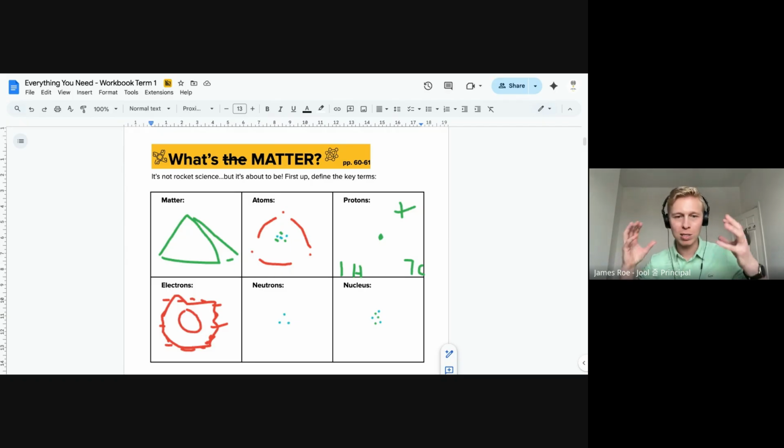So matter is the stuff that makes everything around us. Atoms are the smallest forms of matter that we can see. Protons, electrons, and neutrons are particles within atoms. Remember, protons are positive, electrons are negative, neutrons are neutral. And the nucleus is this bit in the middle, like the middle of the birthday cake, with all of the juicy stuff inside.